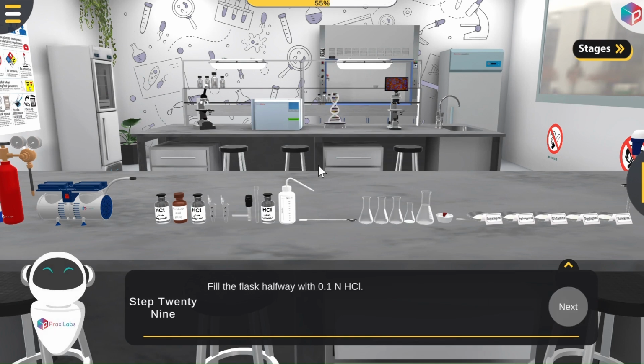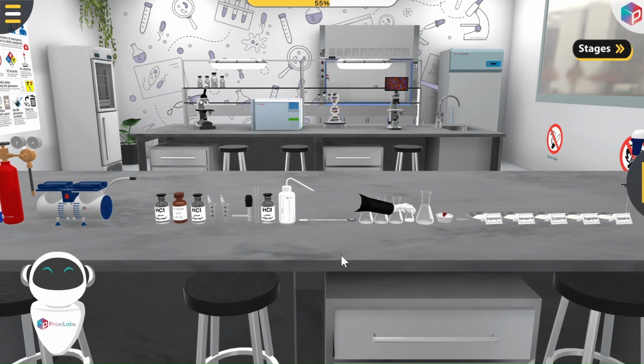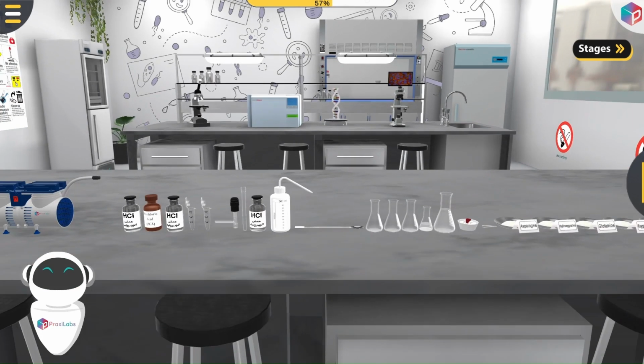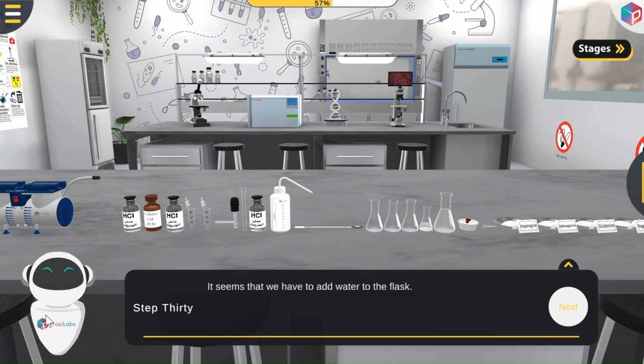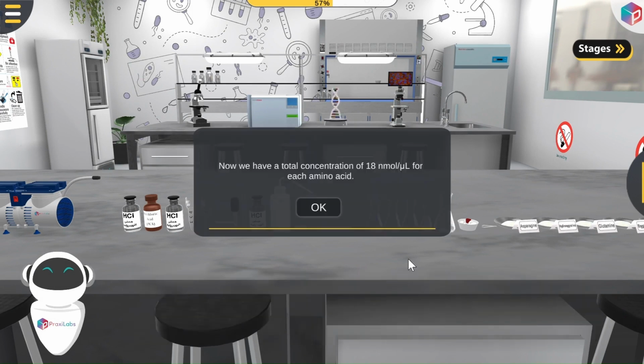Step 29. Fill the flask halfway with 0.1 normal hydrochloric acid. Shake until dissolved. Step 30. Fill the flask with water to the 25 milliliter mark. The total concentration is now 18 nanomoles per microliter for each amino acid.